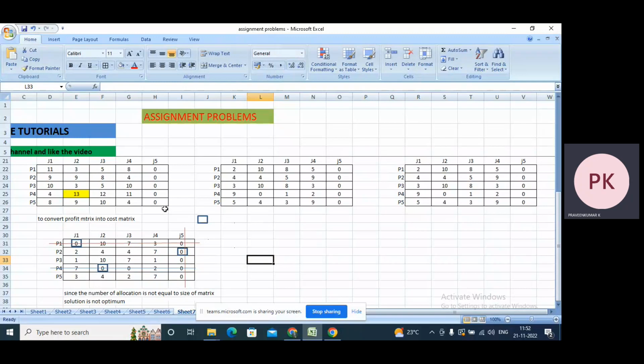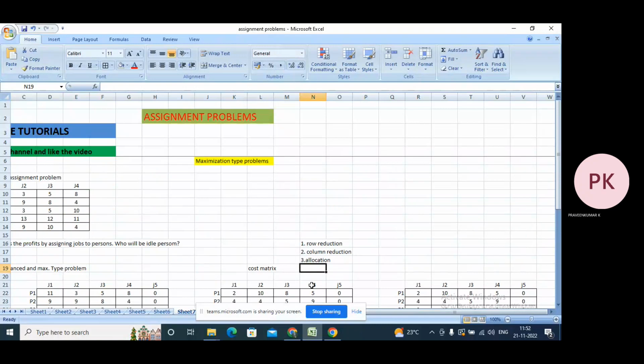To make an optimum solution, we again need to make the number of allocations equal to the size of the matrix. So now this step is very important. Now I'll apply reallocation of the cost matrix. So how to reallocate this cost matrix?